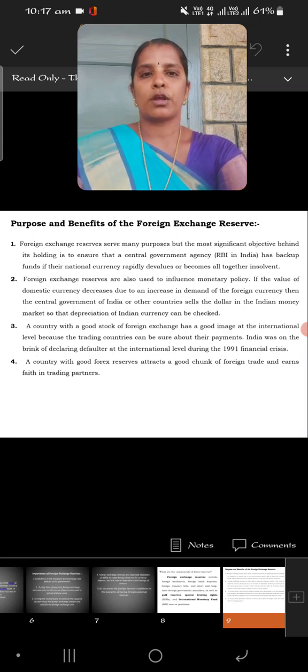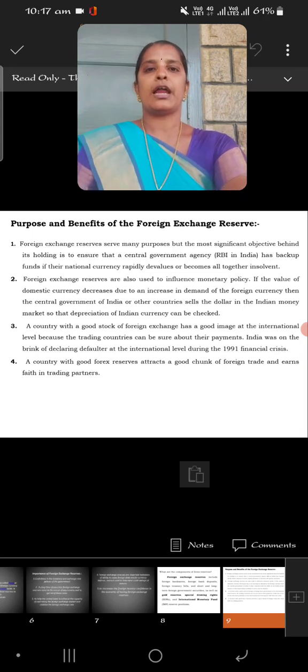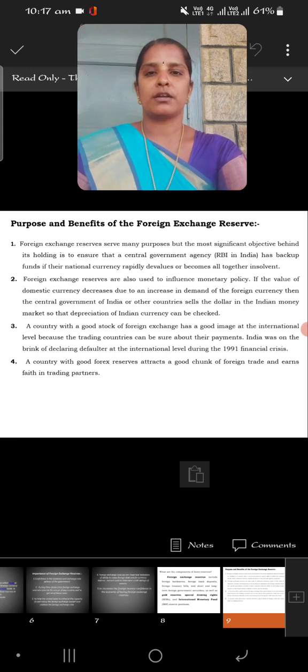Here we are talking only about monetary policy. The domestic currency decreases due to an increase in demand for foreign currency. So whenever demand increases, reserves can be used, and we directly invest money in that particular country. The central government of India and other countries sell dollars and buy Indian money, so that the depreciation of the Indian currency can be checked.